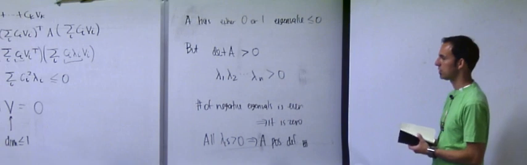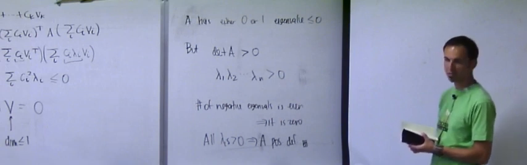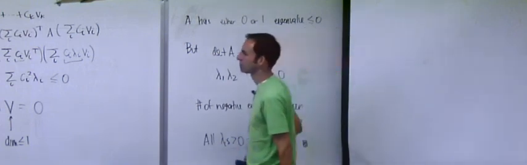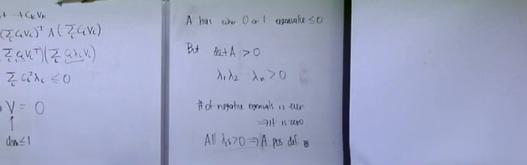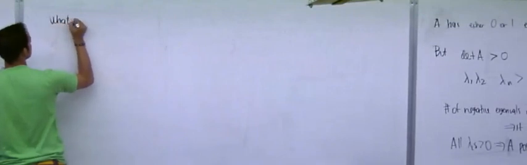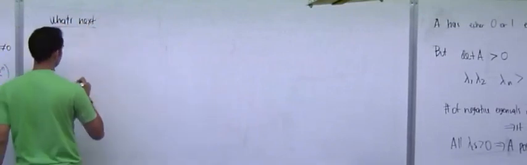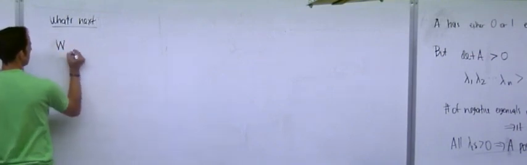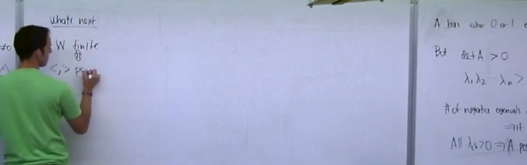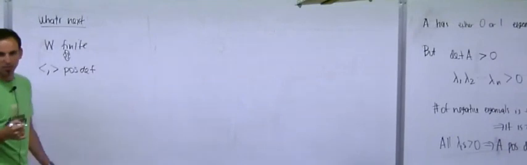So that's the proof. That's the proof of Sylvester's criterion for positive definiteness. I like this proof. It's a good proof. Now, let me give you a hint of what's next then. Again, W is finite if and only if my bilinear form is positive definite.